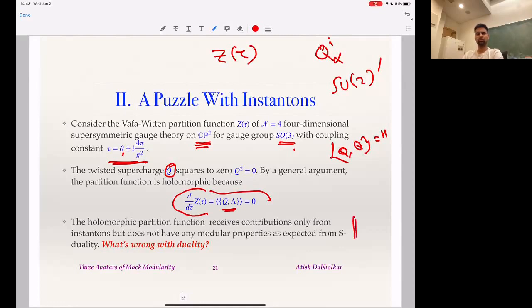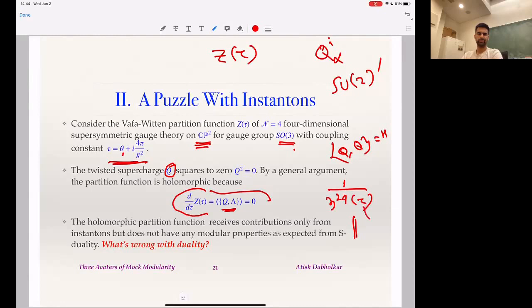However, this works very beautifully if you, for example, take the Vafa-Witten partition function of N=4 supersymmetric Yang-Mills theory, let's say SU(2), on K3. Then the function that you get is 1 upon eta to the 24 of tau, which is a nice modular function. And in fact, it is manifestly holomorphic. However, if you compute it for CP2, then apparently it is not holomorphic. It turns out that there is the holomorphic partition function which receives contributions only from the instantons. It does not have the right modular properties expected from S-duality.